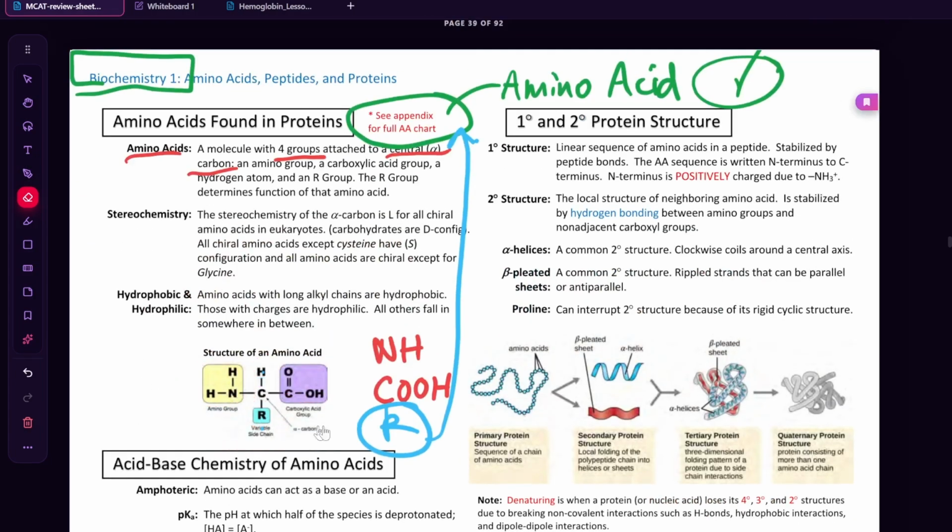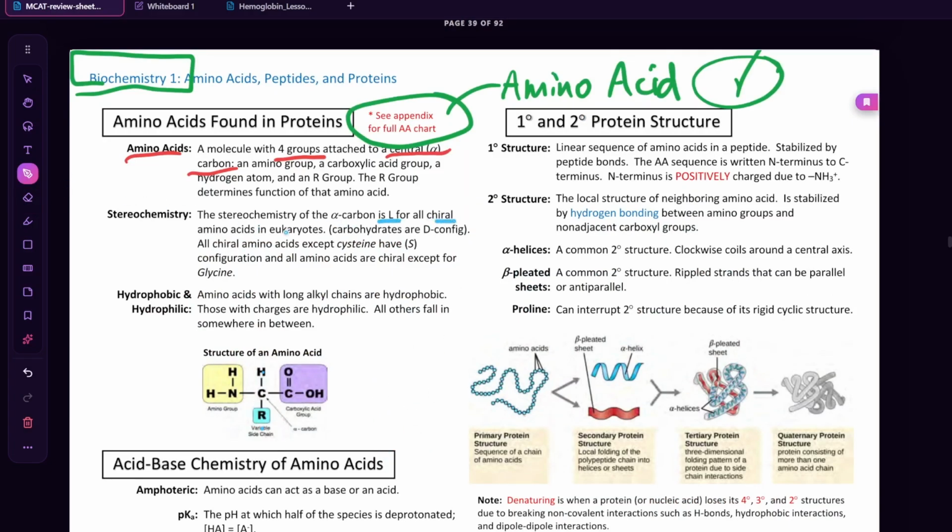So let me just remove this. So the L for all chiral amino acids in eukaryotes, that's the alpha carbon. It's hard to understand all of this stereochemistry if you haven't reviewed organic chemistry, literally these terms, because they're all from organic chemistry.